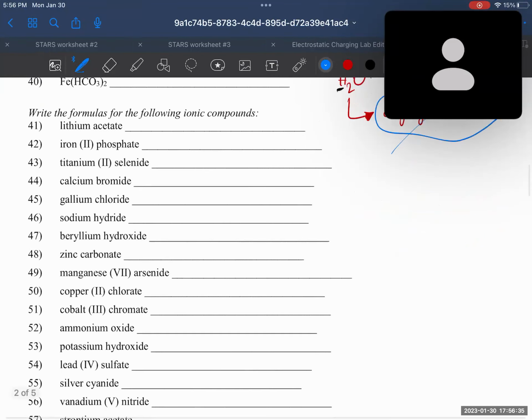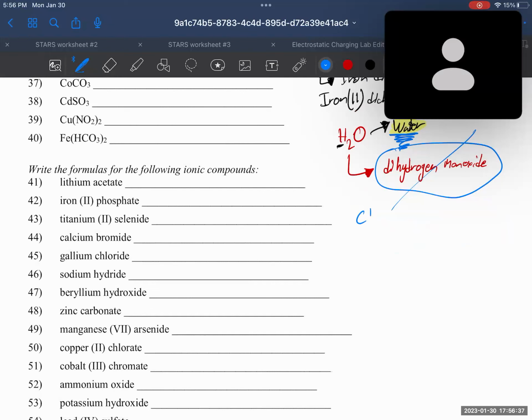Don't second guess yourself. Same thing with this guy, CH4. Some of y'all might be thinking, this might be carbon tetrahydride. Carbon tetrahydride.